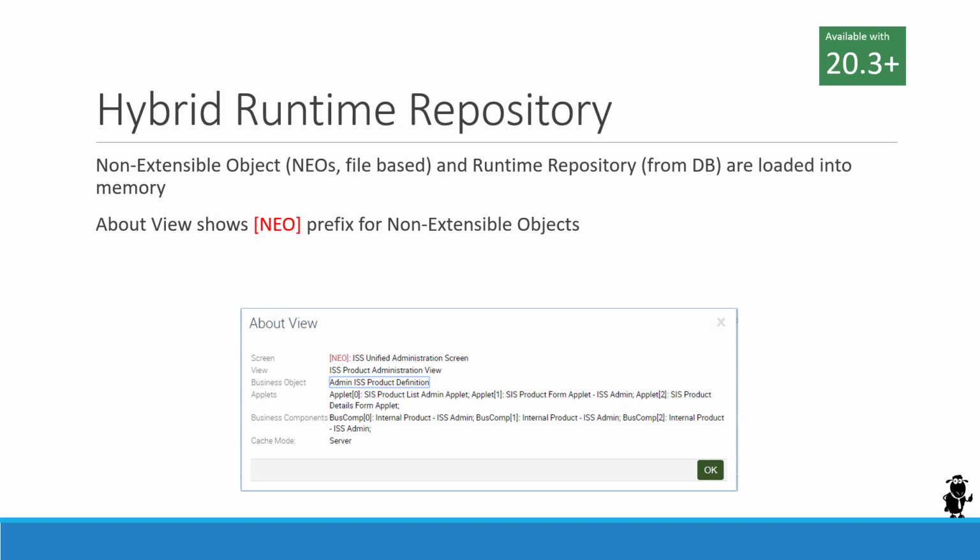The non-extensible object files contain runtime repository information, but unlike the traditional runtime repository loaded from the database tables, they are loaded as files into memory. And if you use About View, from 23 onwards you will see the red NEO sign in square brackets if an object comes from a non-extensible object file.